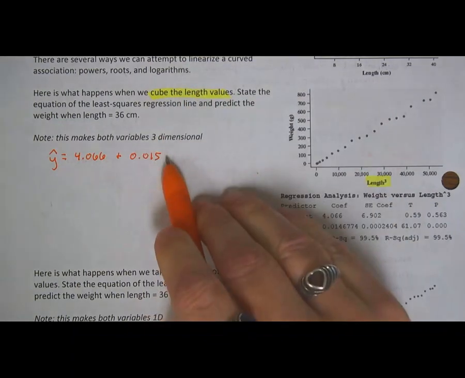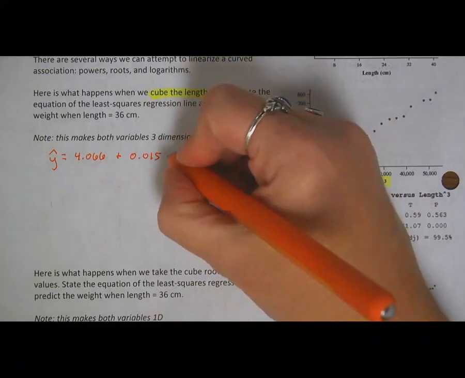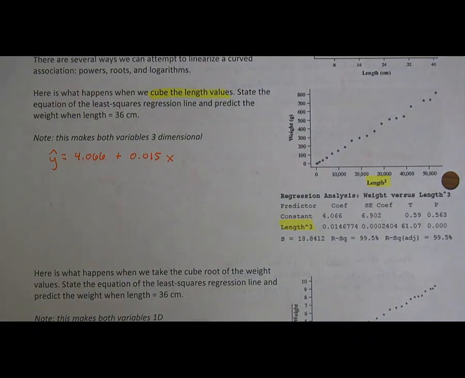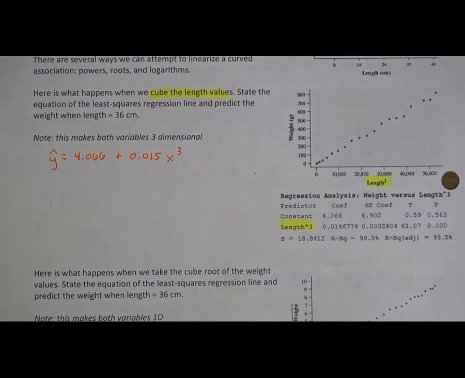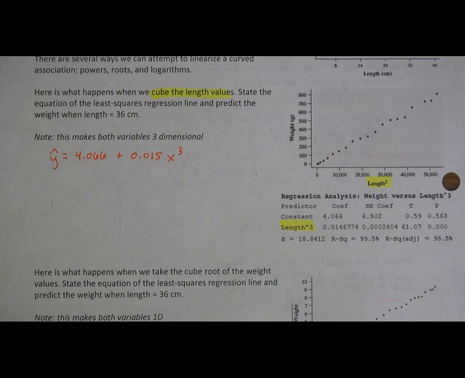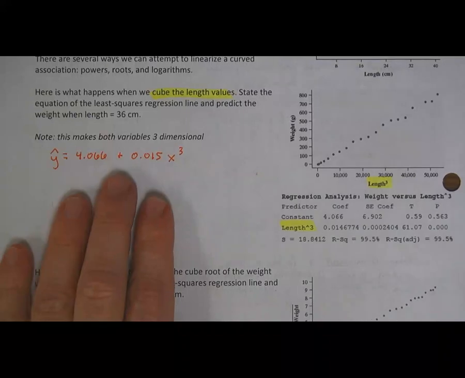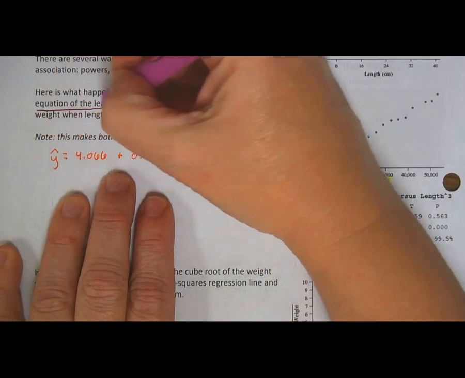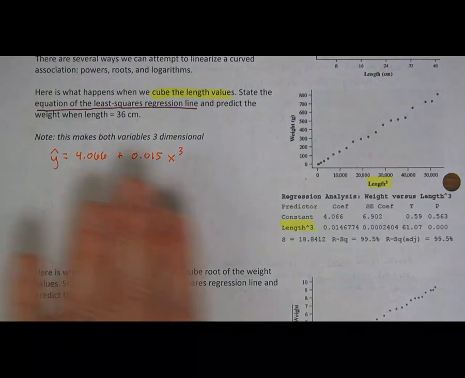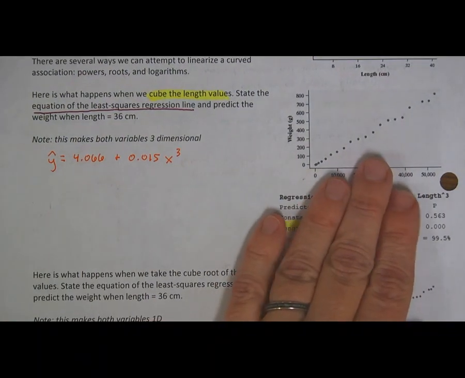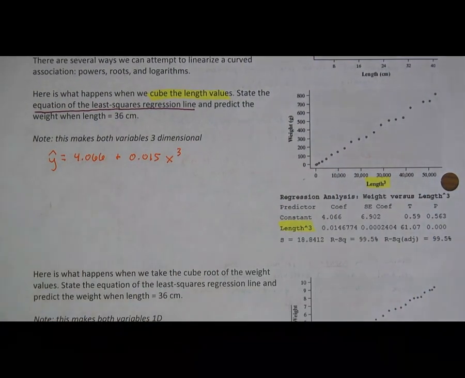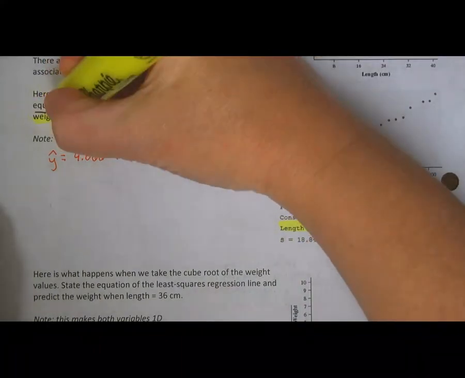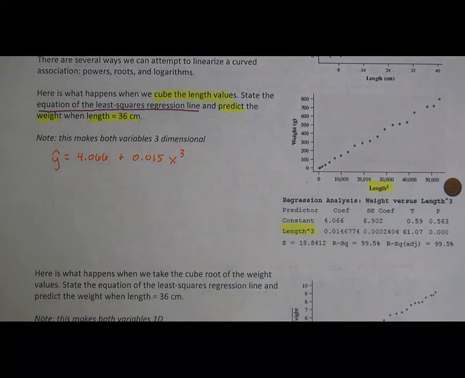But we're not just going to stick an x right there, because x was cubed. X was cubed. So that is the equation of the least squares regression line for this data right here. Now all we're going to have to do is plug into that. That's as much thinking as we need to do. It says go ahead and use that to predict the weight when the length is 36.